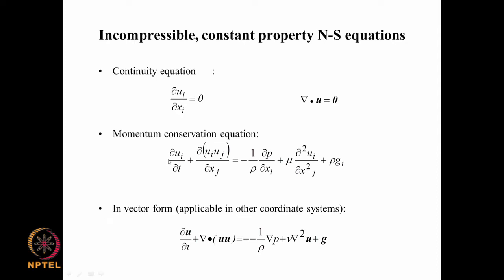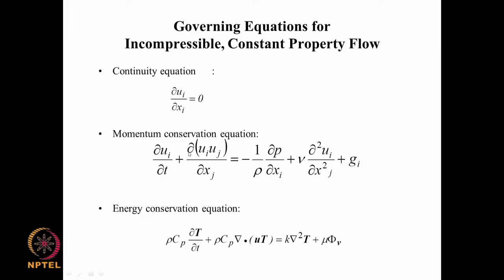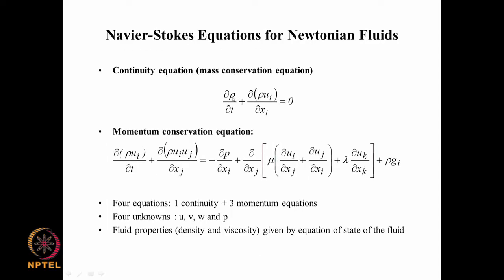And so, in which case, if you say that it is incompressible, then density is constant. So, this becomes 0 here. Rho can be taken out and then taken to the other side. So, you have dou ui by dou xi equal to 0. That becomes the continuity equation.